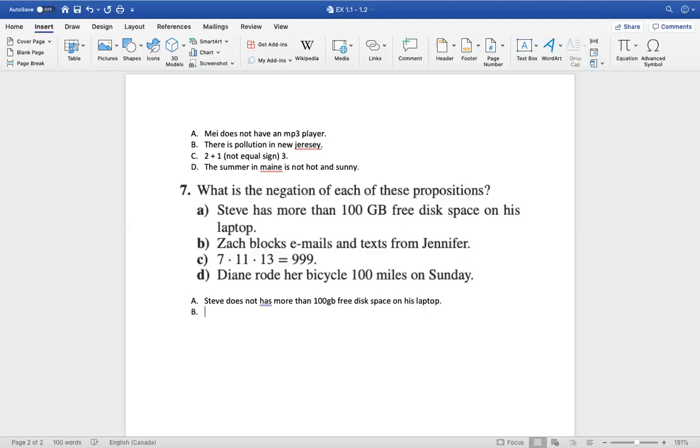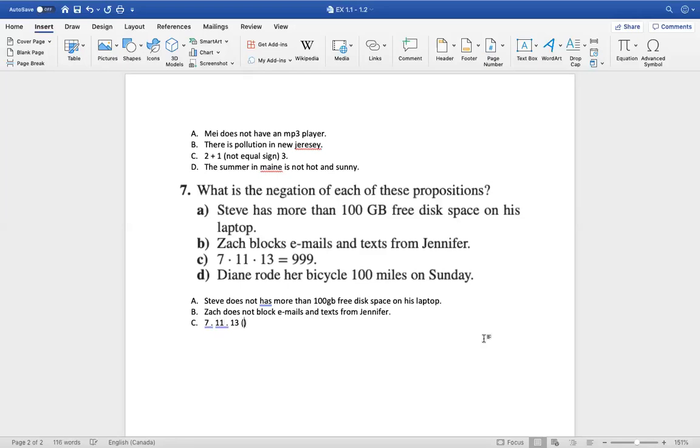And then Zach blocks email and text from Jennifer. So Zach does not block emails and text from Jennifer. Now, this 7 dot is basically just like 7 multiplied by 11 multiplied by 13. So we can either say it this way or the other way. It's completely fine. But because in the question it's done this way, it's better to do it this way.